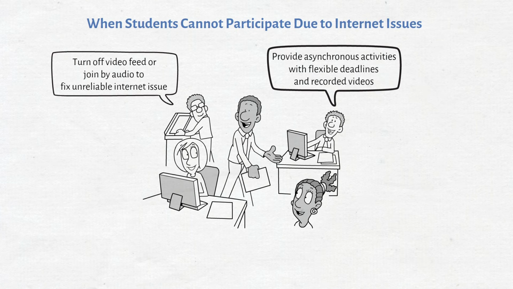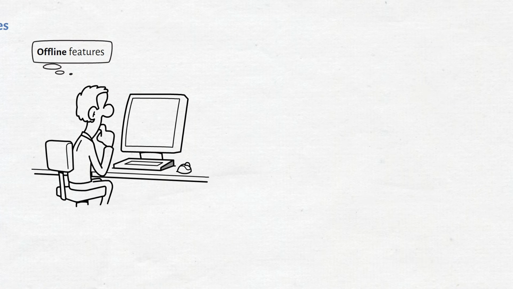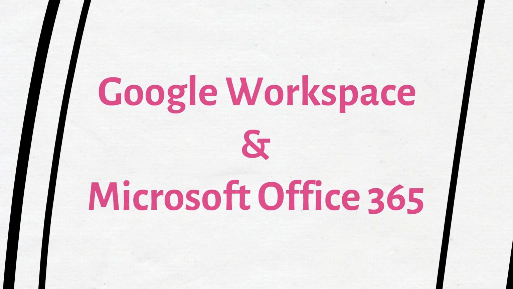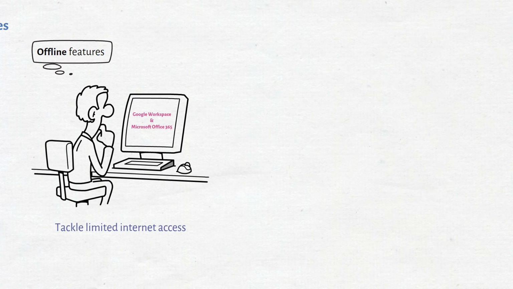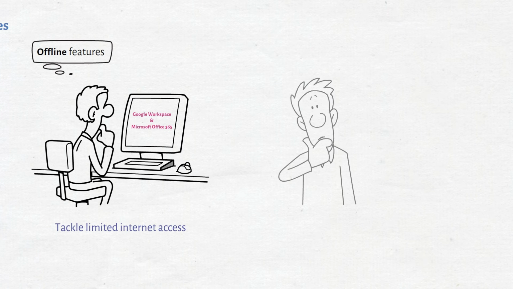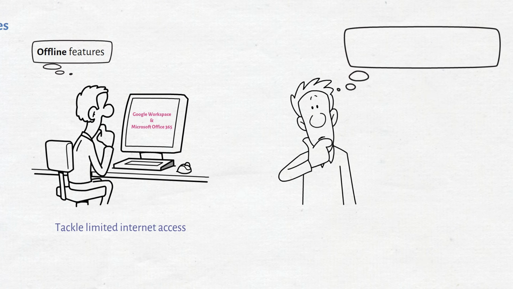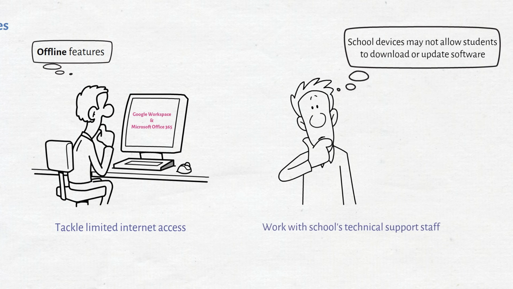sessions. The use of offline features through productivity platforms, such as Google Workspace and Microsoft Office 365, is a viable option for students who have a school-issued device but limited internet access. Additionally, it is important to remember that students who use school devices might not have permission to download or update the software by themselves, so it is important for teachers to work with the school's technical support staff to solve these problems or change the selected software and provide other types of accommodations.